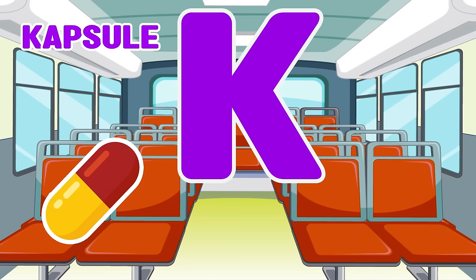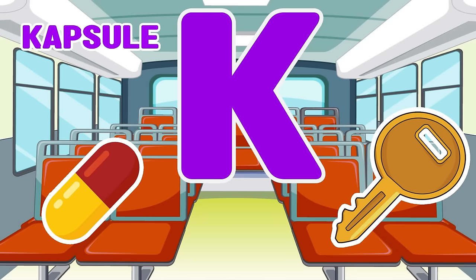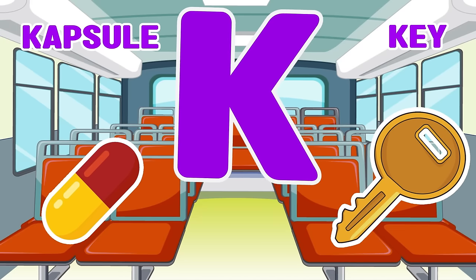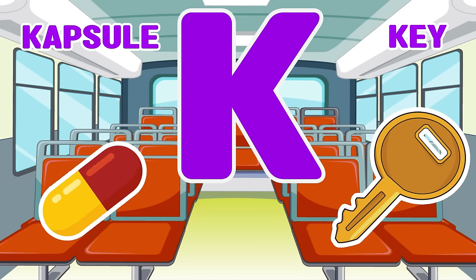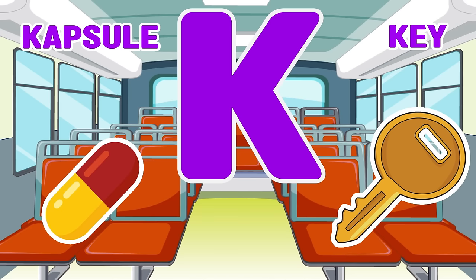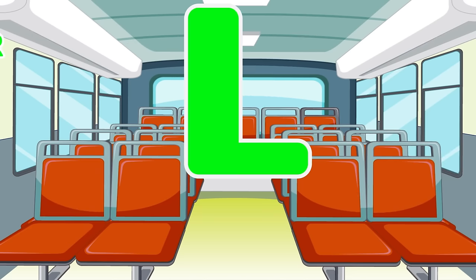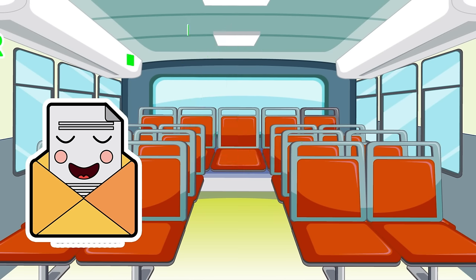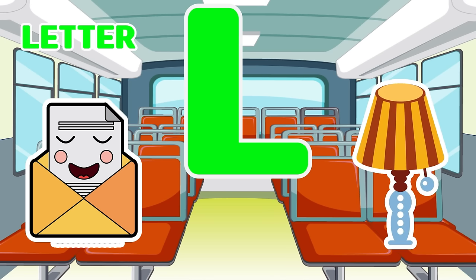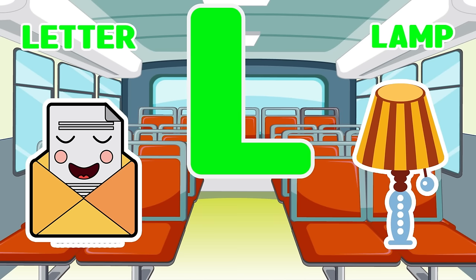K is for kettle. K, k, kettle. K is for key. K, k, key. K is for k, k, k, k, kettle. K is for k, k, k, k, key. L is for ladder. L, l, ladder. L is for lamp. L, l, lamp. L is for l, l, l, l, ladder. L is for l, l, l, l, lamp.